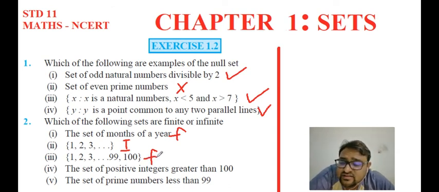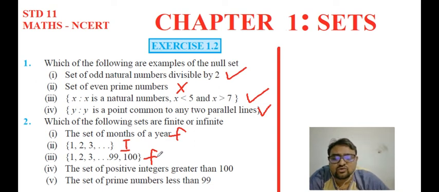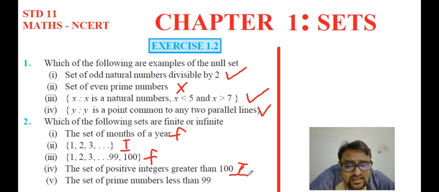The next: the set of positive integers greater than 100. 101, 102, 1000, 10,000, 10,001, 1 lakh, 1 crore, 100 crores, 101 crore. So there is no end. So this is an infinite set. But if the question is the set of positive integers less than 100, then definitely it will be a finite set. It will be from 1 to 99.